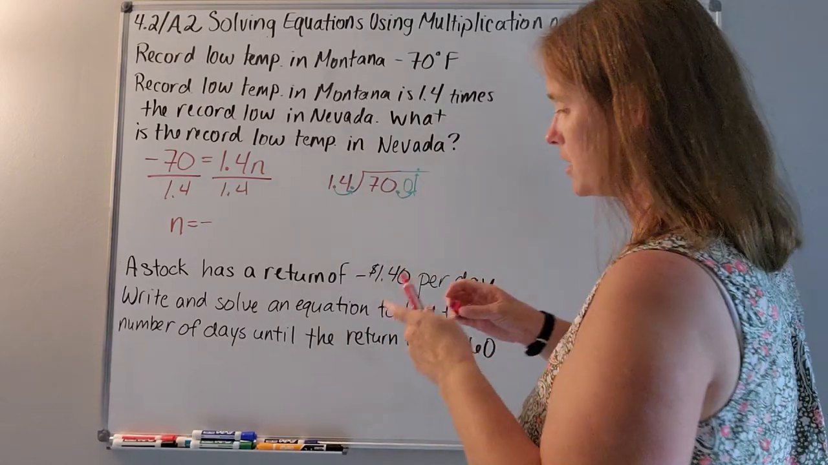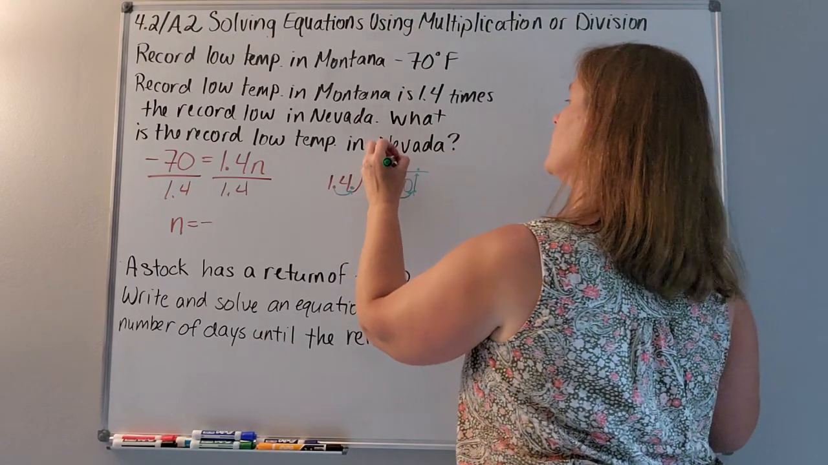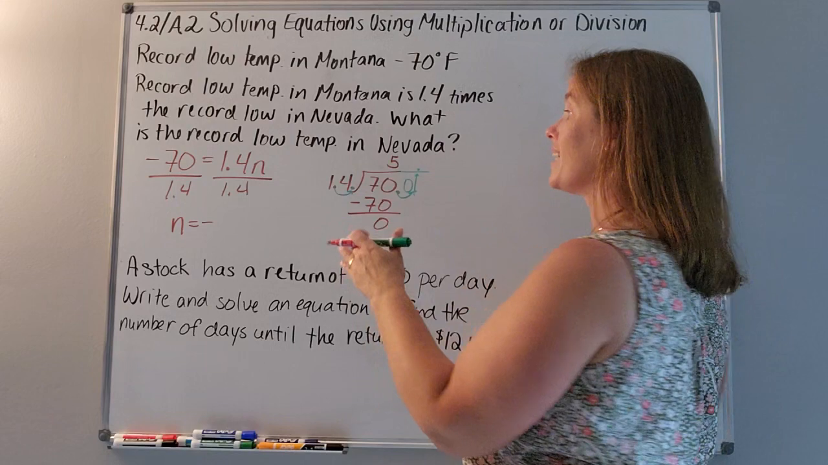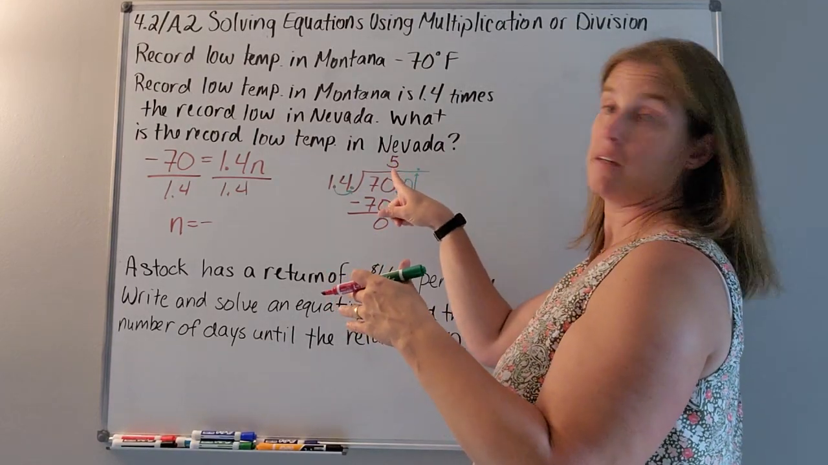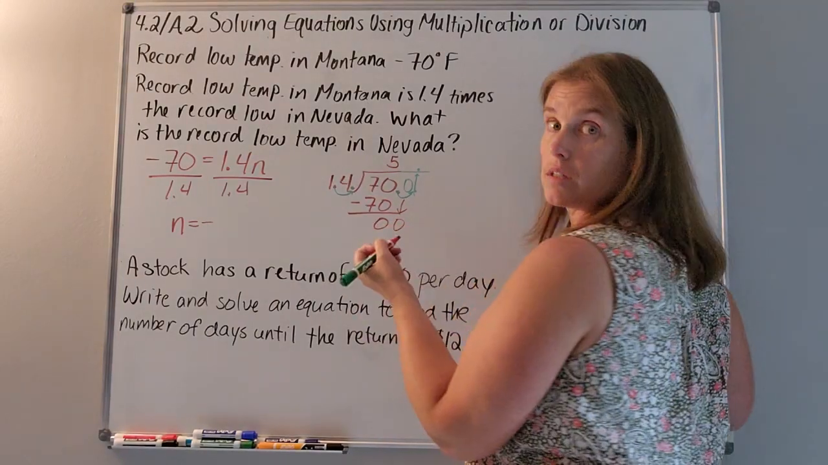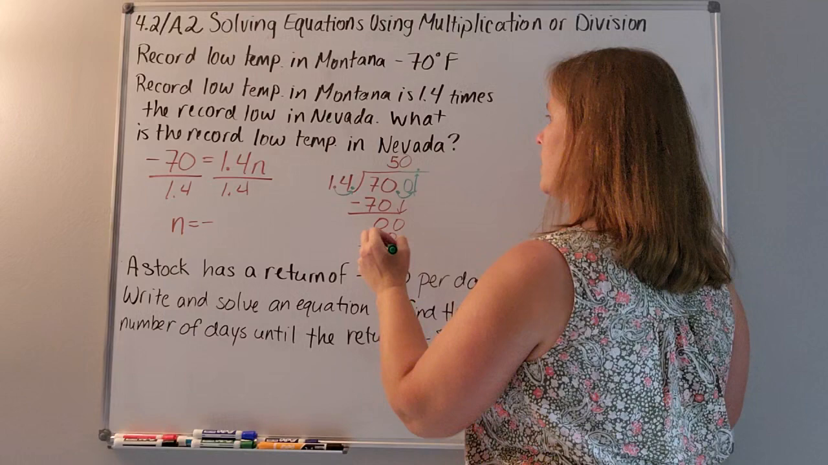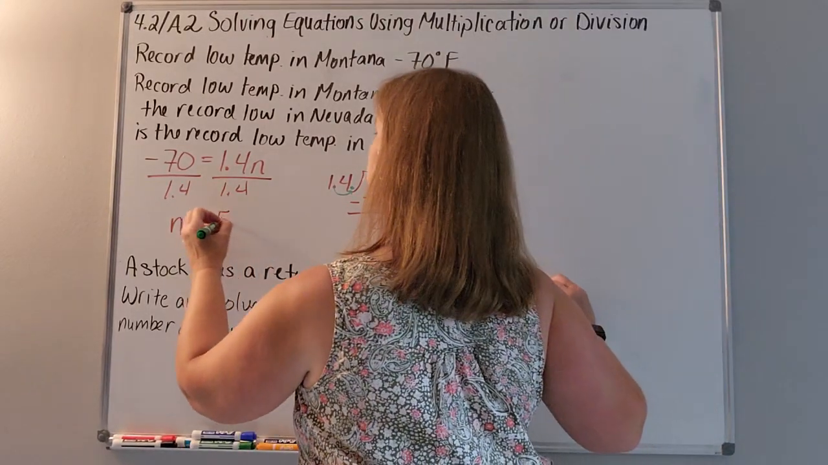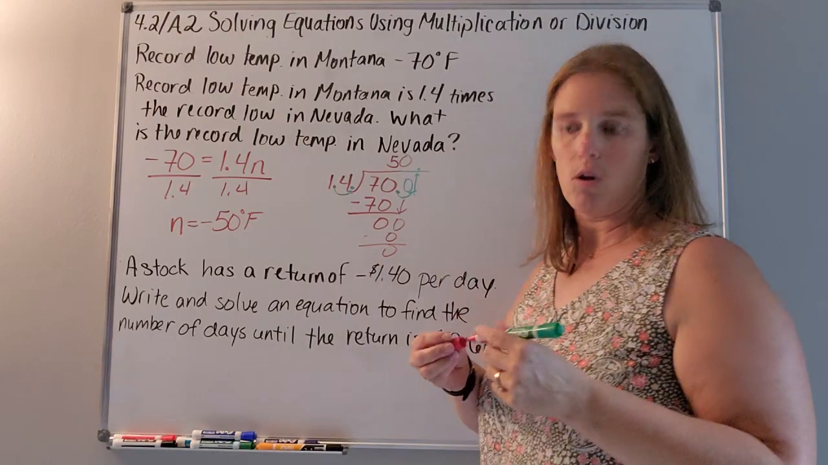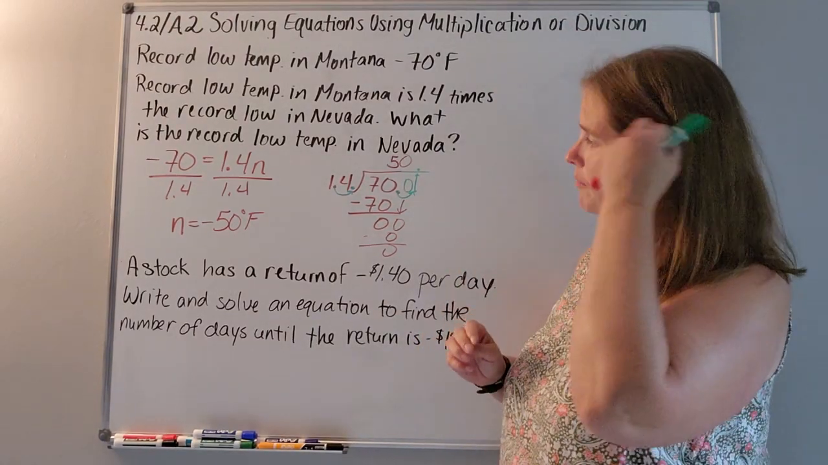All right, how many times does 14 go into 70? Right, it goes in 5 times. 5 times 14 is actually 70 exactly. But we're not done. The temperature's not 5. There's still a whole 0 here that we put in that we have to account for. 14 goes into 0 times. Okay, so that means negative 50 degrees Fahrenheit is the record low temperature in Nevada, which I might add is also very, very cold.